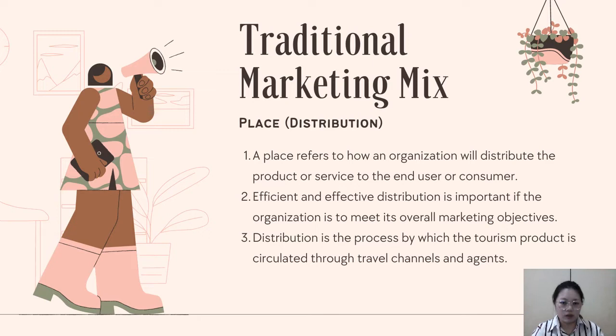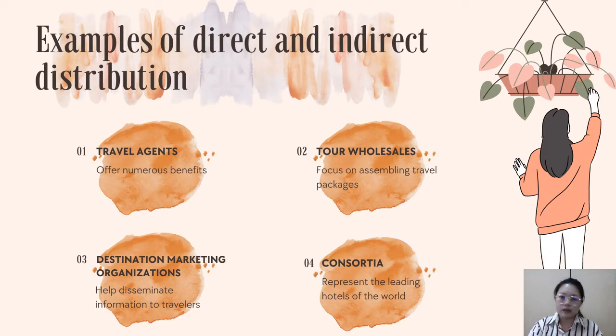profitability will be affected. Distribution is the process by which the tourism product is circulated through the travel channels and agents that are in direct and indirect contact with tourists. So here are some examples of the direct and indirect distribution of heritage travel products. The first one is travel agents.